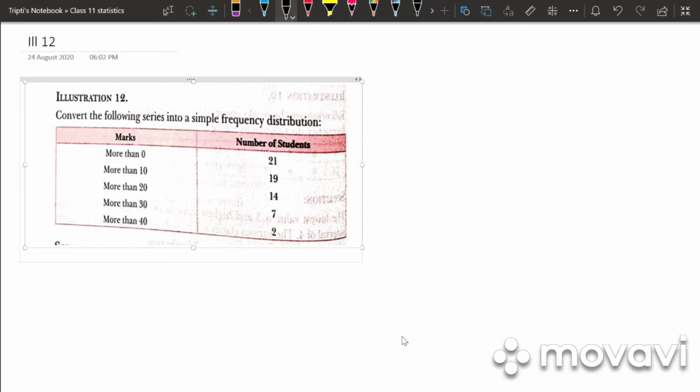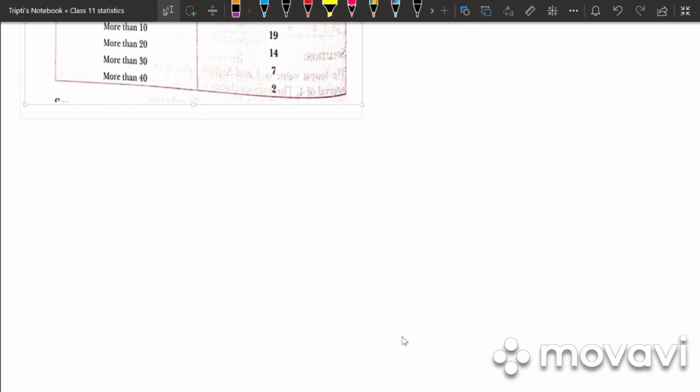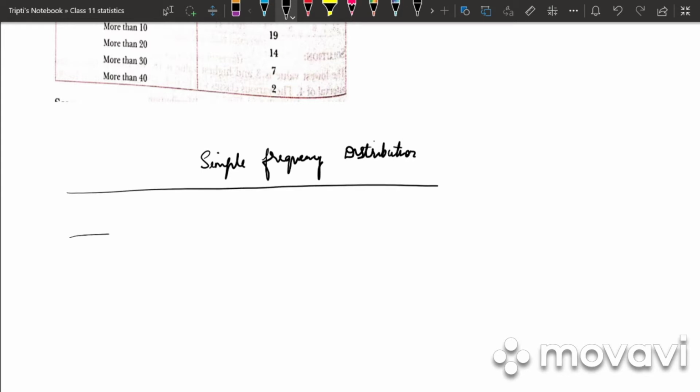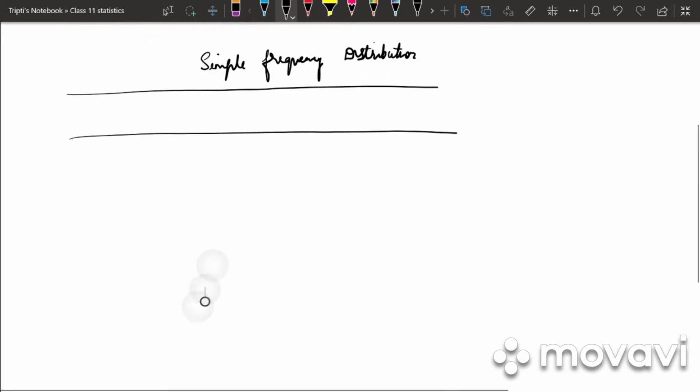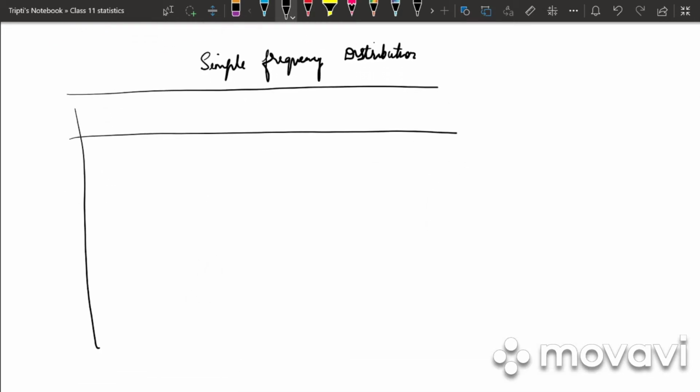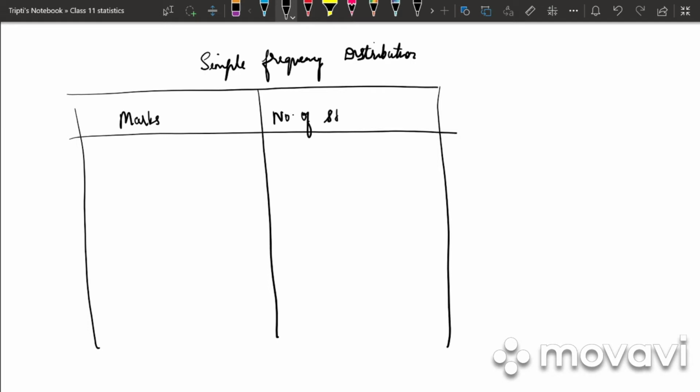They have given us more than 0, more than 10, 20, 30, 40, and they have given us the number of students. So, what do we need to do? We need to prepare a simple frequency distribution. So how many columns will we have? We'll have only two columns. The first one will be marks and the second one will be number of students. So write down the first column, marks. Then we have number of students, in bracket, frequency.